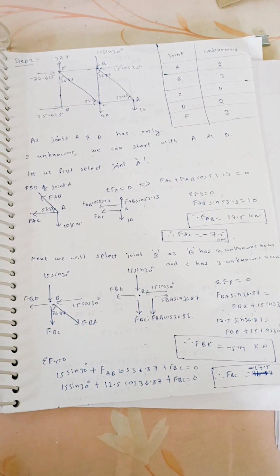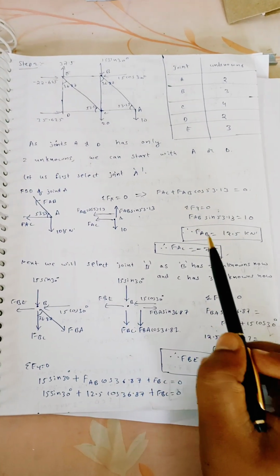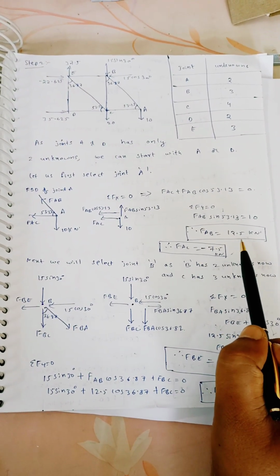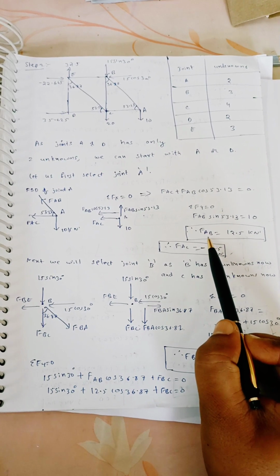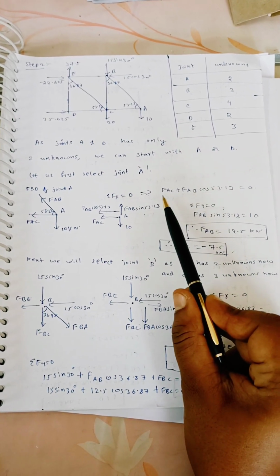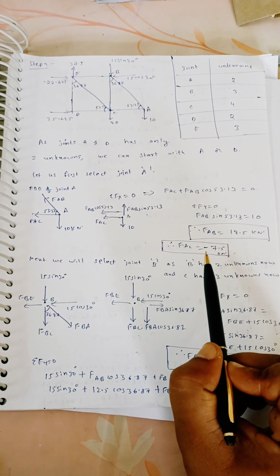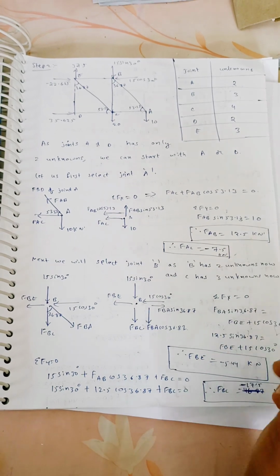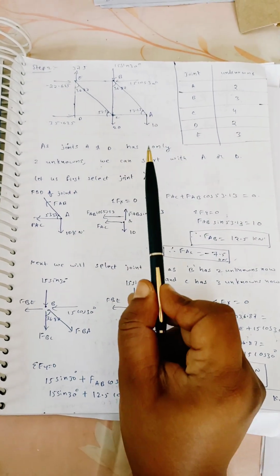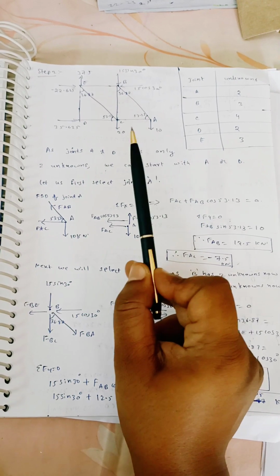Downward force 10. So from here I will get FAB, force in AB, 12.5 kilonewton. Then if I substitute FAB here, I will get FAC. So FAC equal to minus 7.5 kilonewton. Next, so A is over. We have got this force and this force.